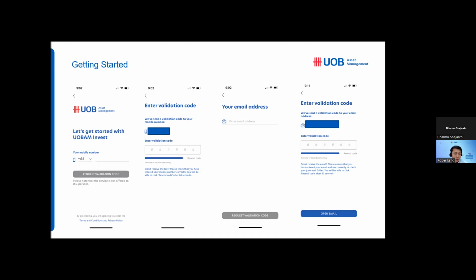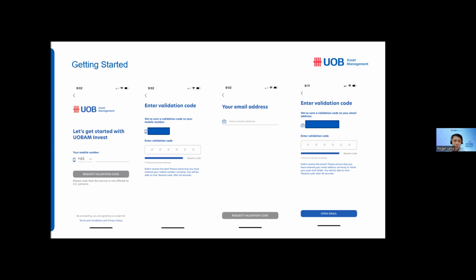So if you look at this, right, some of the clients may not have downloaded the app yet, or are still looking through and thinking ahead what exactly our app does and what we represent. So UOBAM Invest itself is a digital investment wealth platform. So if you go to the App Store, you search for UOBAM Invest. You can download the app.